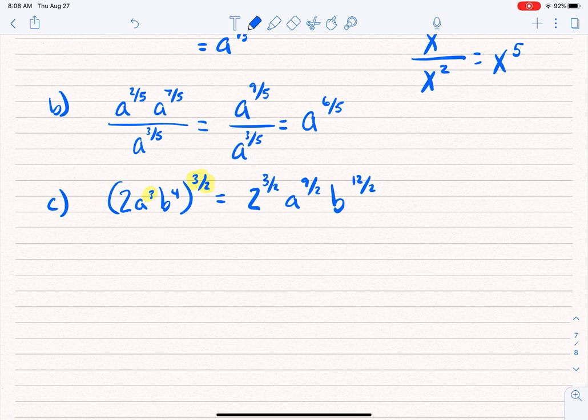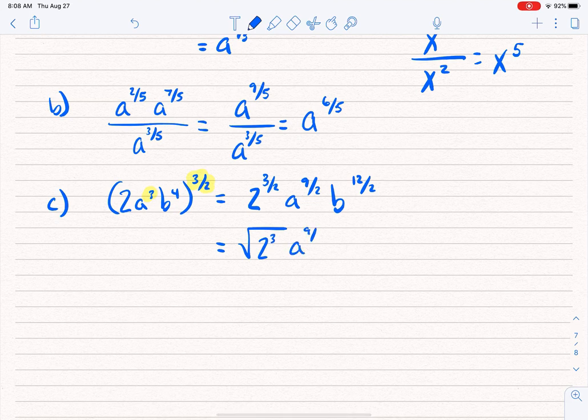Now the nice thing is that one of those fractions actually simplifies to a whole number. It's the very last one. But you say, well, 2 to the 3/2 power, what is that? Well, that's the same thing. Remember, the top is the exponent and the bottom is the root. So that's the same thing as the square root of 2 to the 3rd power.